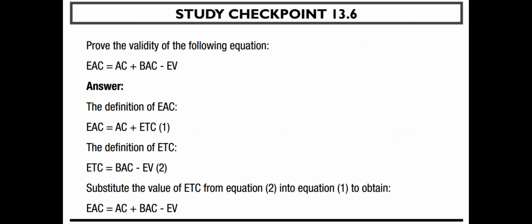Study checkpoint 13.6. Prove the validity of the following equation. EAC = AC + (BAC - EV). Answer. The definition of EAC: EAC = AC + ETC. 1. The definition of ETC: ETC = BAC - EV. 2. Substitute the value of ETC from equation 2 into equation 1 to obtain EAC = AC + (BAC - EV).